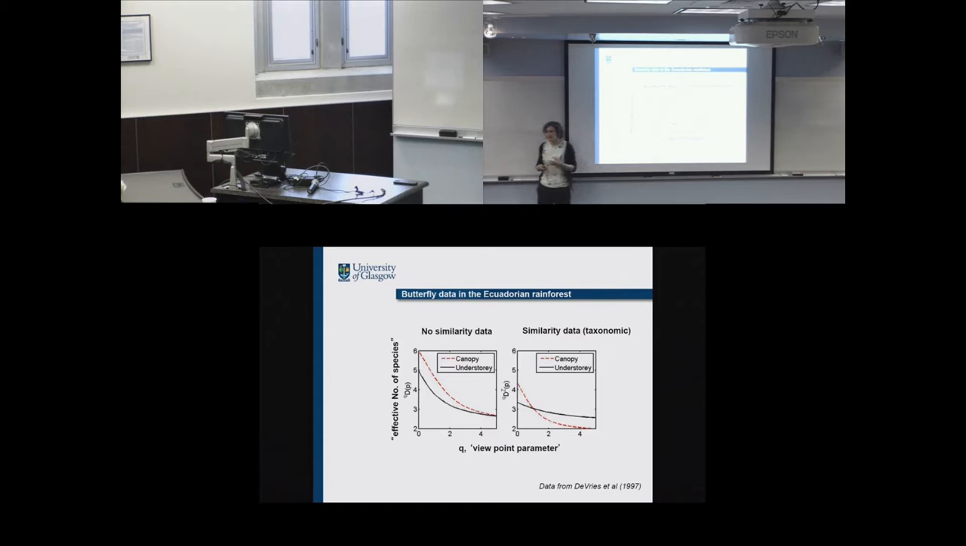So it's allowing you to pick out more signals in the data. So it's allowing you to make more comparisons. So from a taxonomic point of view, yes, the canopy has more species, but it has lots of species that are in the same genus. And so we can get that information from these profiles.